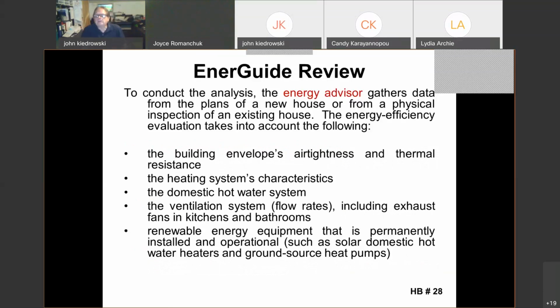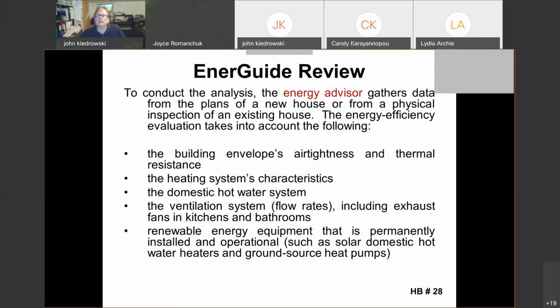So energy advisors. Energy advisors are basically similar to inspectors. They gather information based on the house and the physical inspection of the house, and it has to do with energy efficiency. So what we would consider doing the blower door test. And someone was asking before, how do we check air pressure in a home?